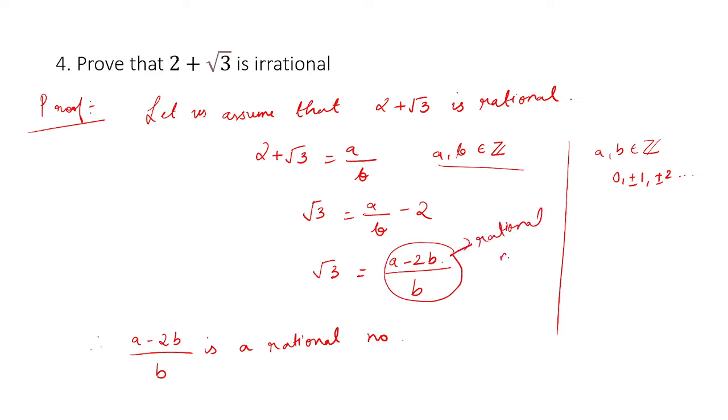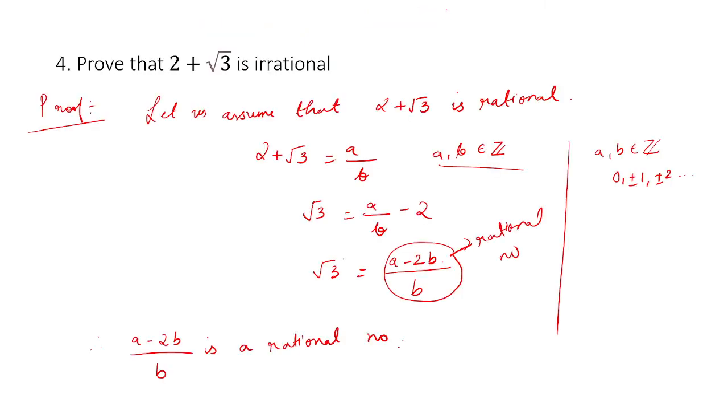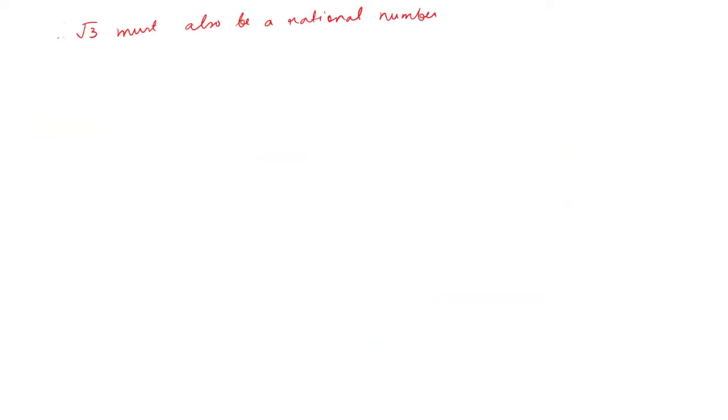Now, since a minus 2b by b is equal to root 3, that means root 3 must also be a rational number, because we understood that a minus 2b by b is equal to root 3 and a minus 2b by b is a rational number. But we know that root 3 is not a rational number.